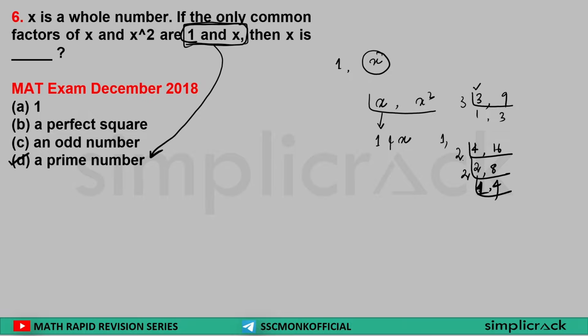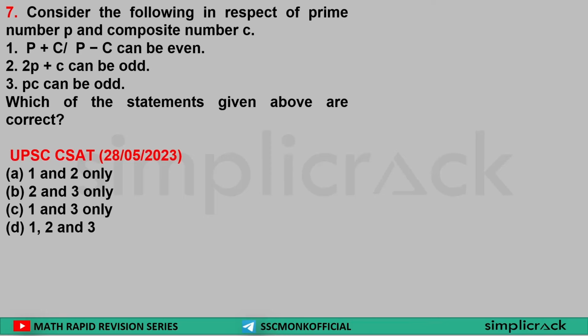Clear? Sorted? Next. Consider the following in respect of prime number p and composite number c. That means p is a prime number, c is a composite number. I hope you know what is a prime number and what is a composite number. Clear. Now it is saying p plus c divided by p minus c can be even. Then it is saying 2 into p plus c can be odd. Then it is saying pc can be odd. Which of the following are correct? Now understand this. Apart from 2 as a prime number, all prime numbers are what?